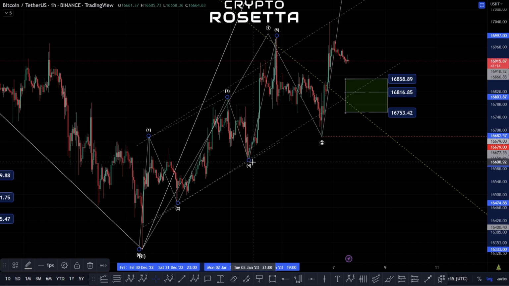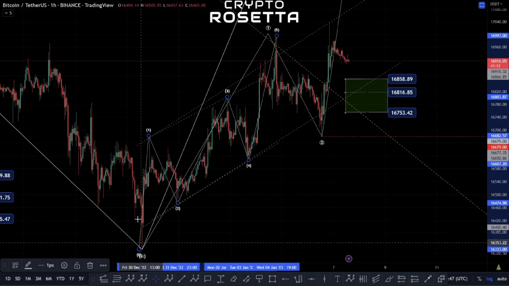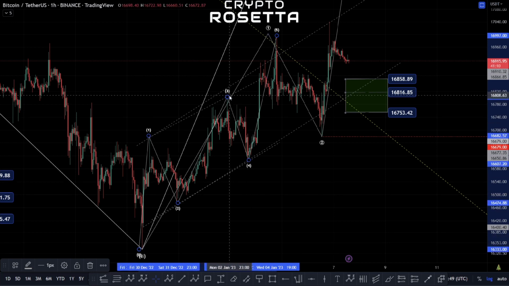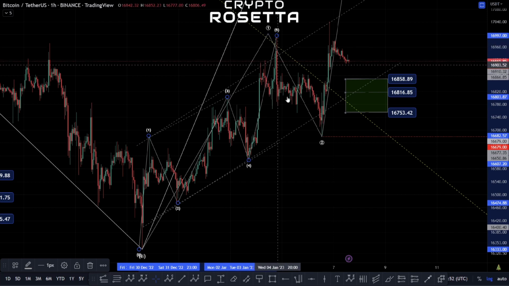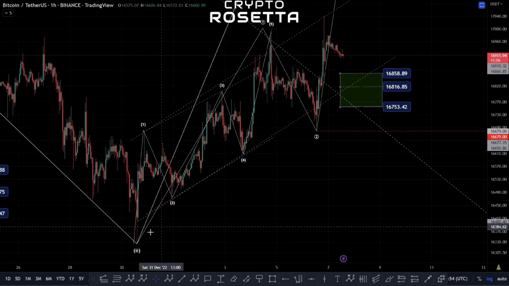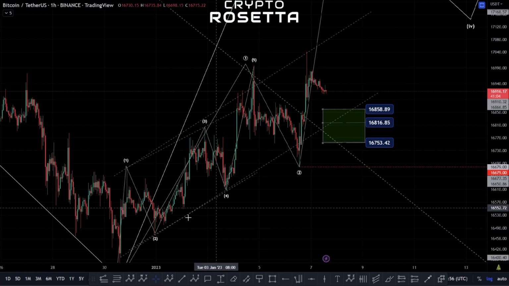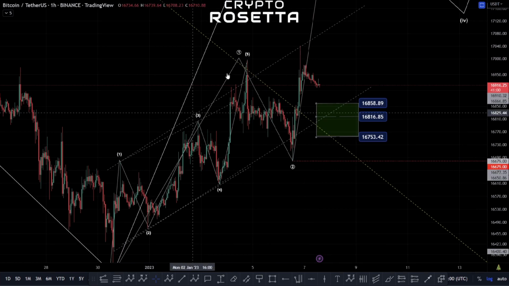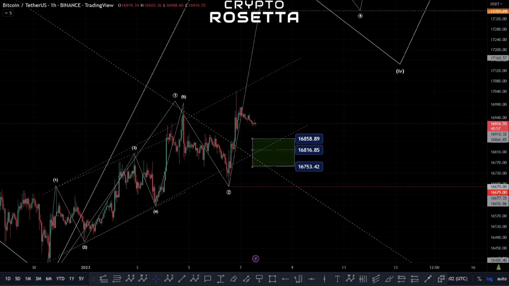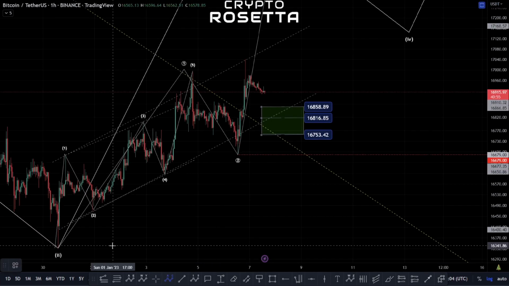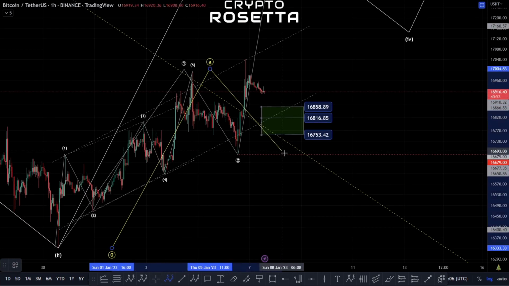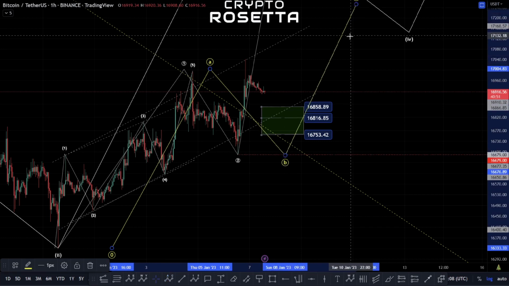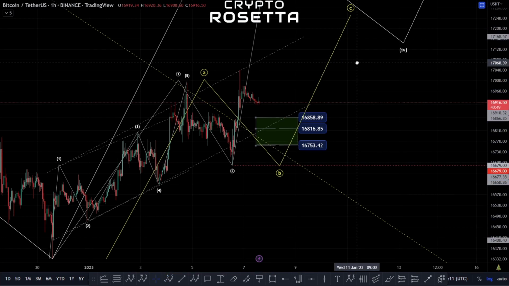because we get this overlap with this wave 4. It doesn't cross this wave 2. Wave 1 is the longest, wave 3 is the next longest, and wave 5 is the shortest. So it does actually follow the rules, and it is possible that we could look at this as a 1 and a 2, or an A and a B. Obviously, this can also just become a B and a C structure to the upside, so we need to bear that in mind.